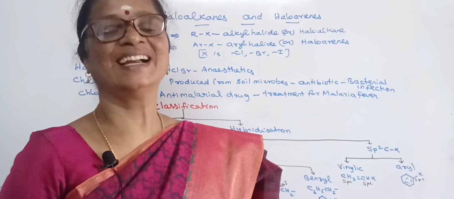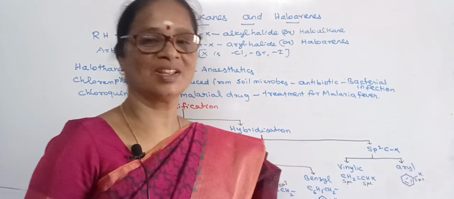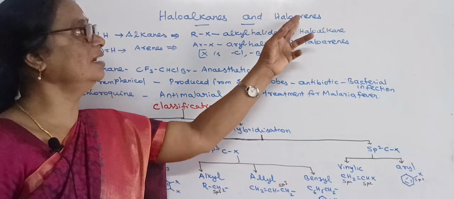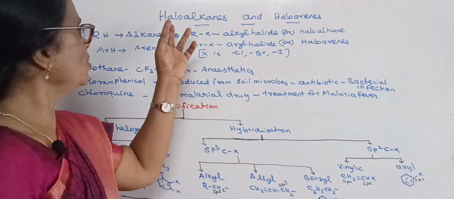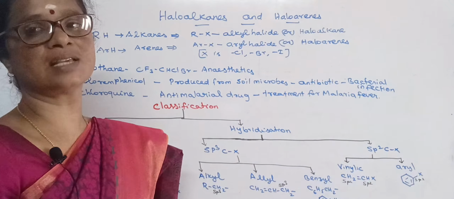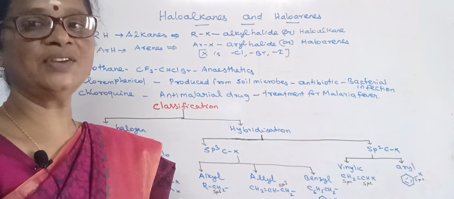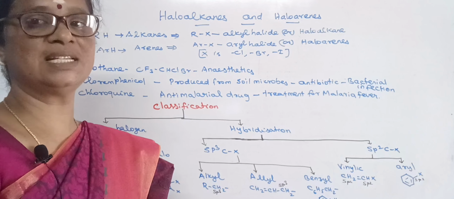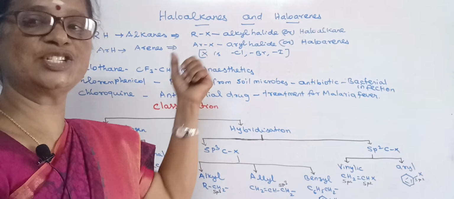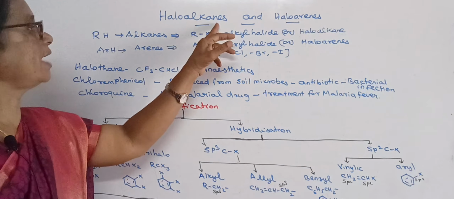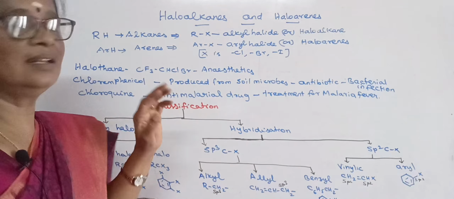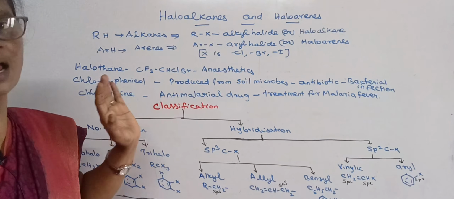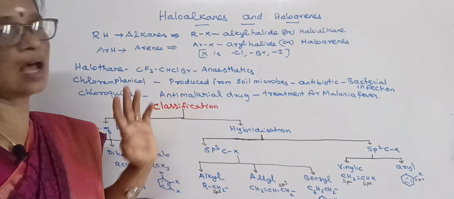Hello students, let us start our today's session from organic chemistry, the chapter haloalkanes and haloarenes. How are haloalkanes and haloarenes formed? These are the derivatives of alkanes and arenes. Arenes are benzene compounds and alkanes are the saturated ones. So haloalkane and haloarene can be represented as RX, ArX. How are RX and ArX produced?